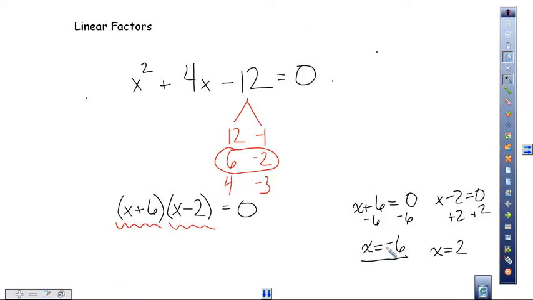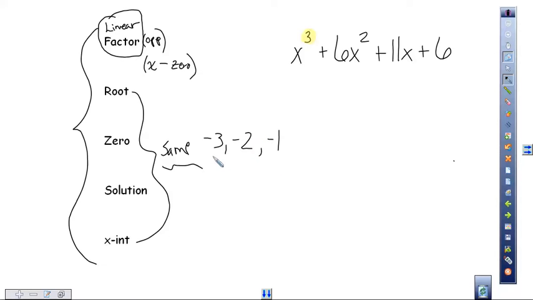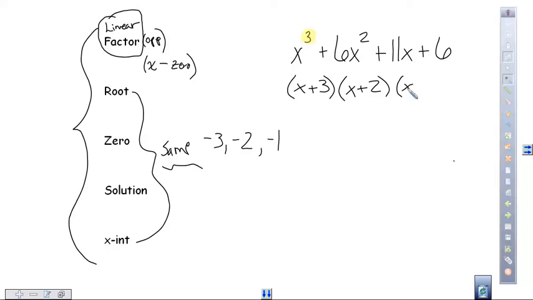Well, if those are my zeros, I remember the zeros always end up being the opposite of the linear factor. So that means that my linear factors must have been x plus 3, x plus 2, and x plus 1. I just factored that polynomial with my calculator. Blew your mind. It's very important to remember that these are all referring to the same thing.